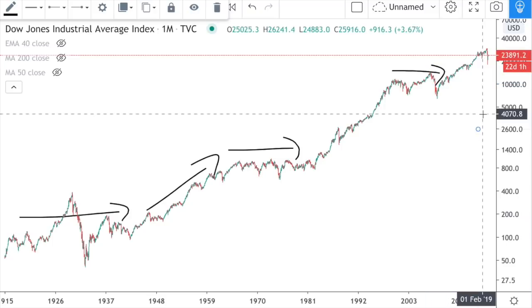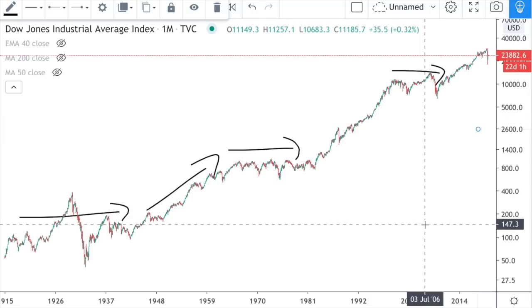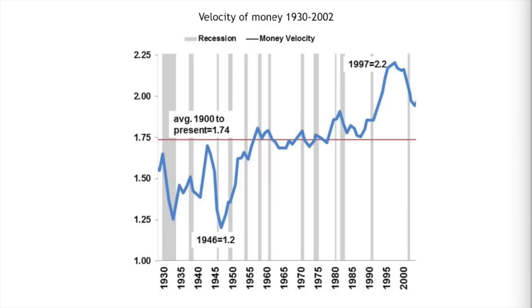And so in this video, through a series of economic indicators and charts, I'm going to make the case for this theory. So now let's take a look at the velocity of money.